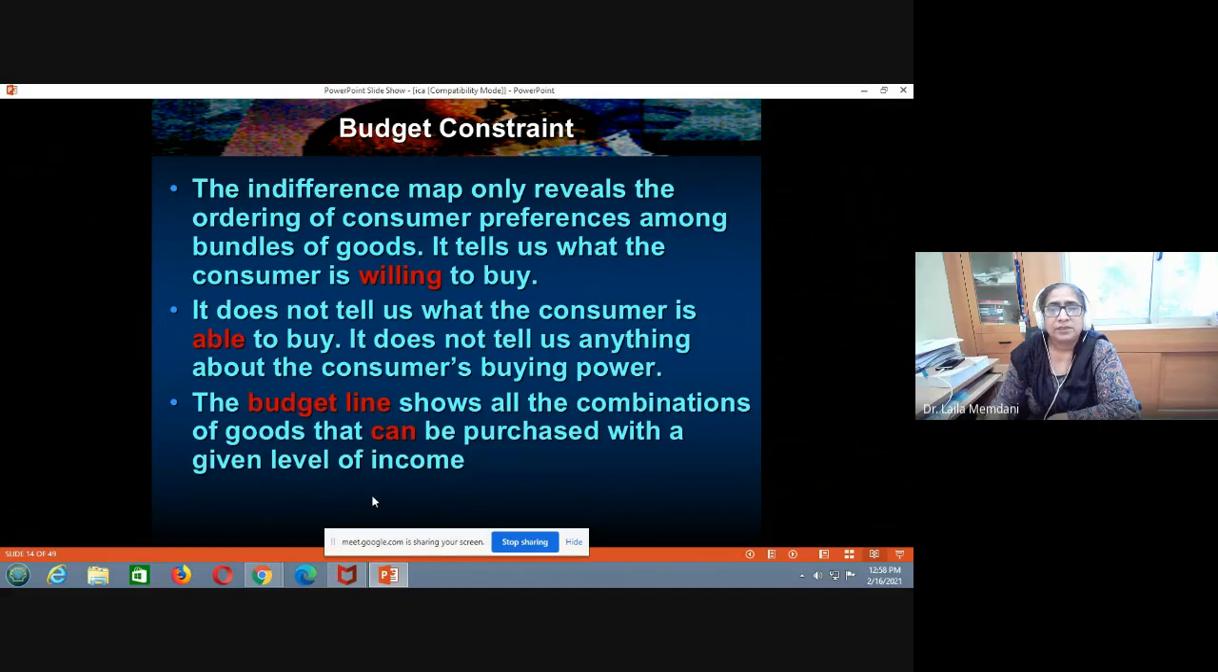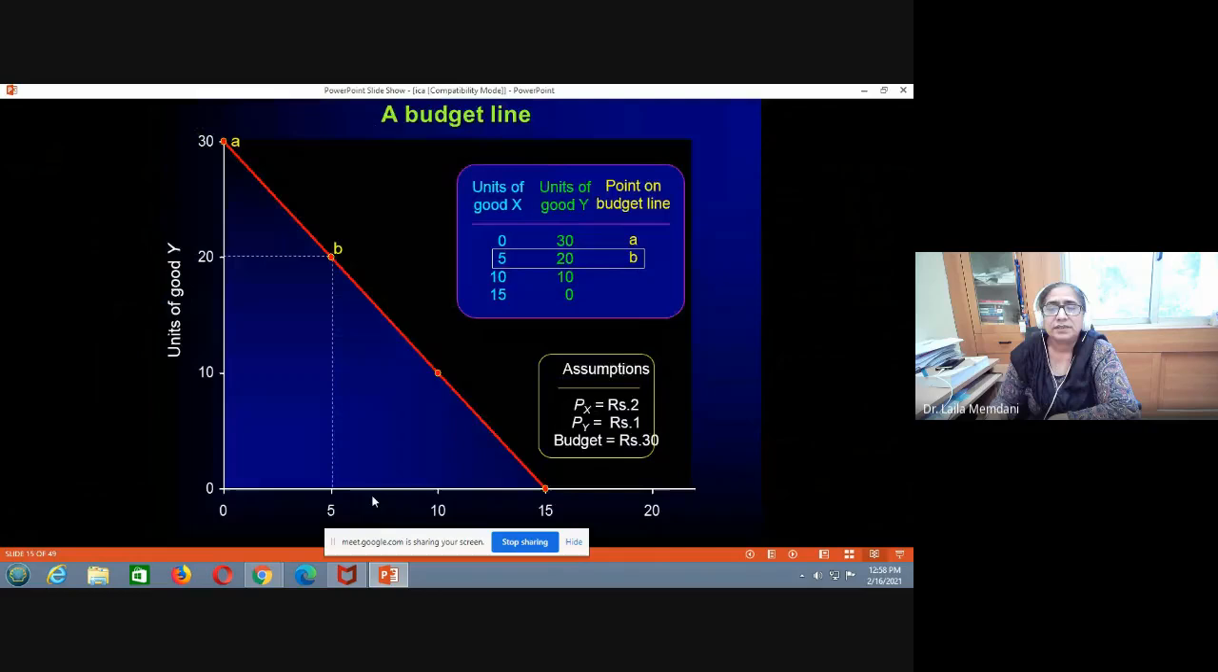So he has got a certain amount of budget to be spent on a certain quantity depending on his income, and what are the combinations he will be able to buy with this. This is represented by a budget line. So we assume there are two commodities, commodity X and commodity Y. Now we also assume that he has the budget of 30 rupees on commodity X and Y. Let us also assume that price of X is 2 rupees and price of Y is 1 rupee.